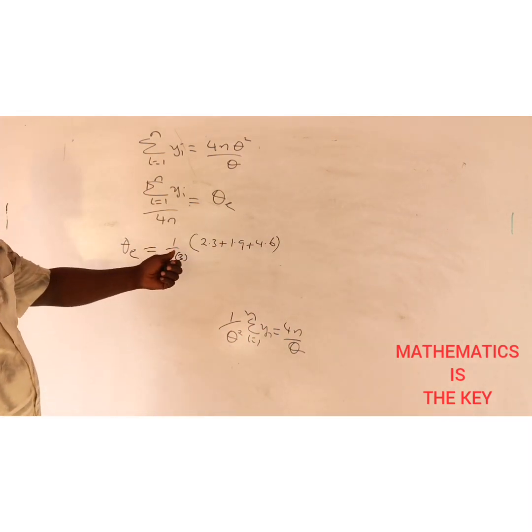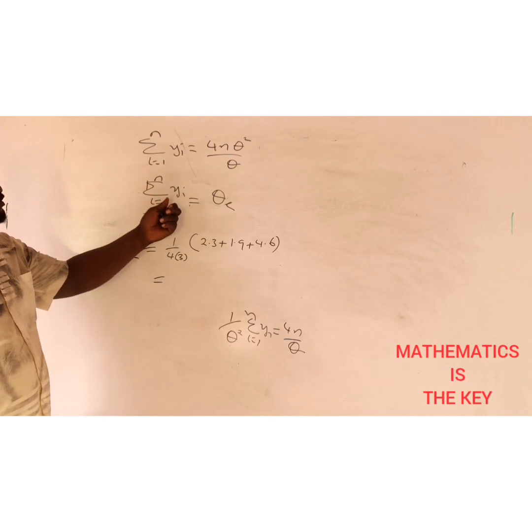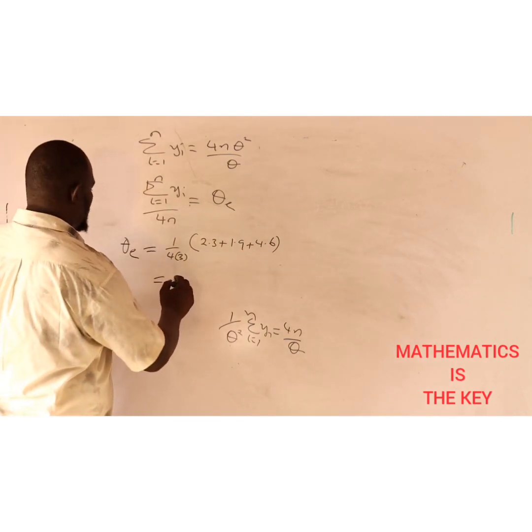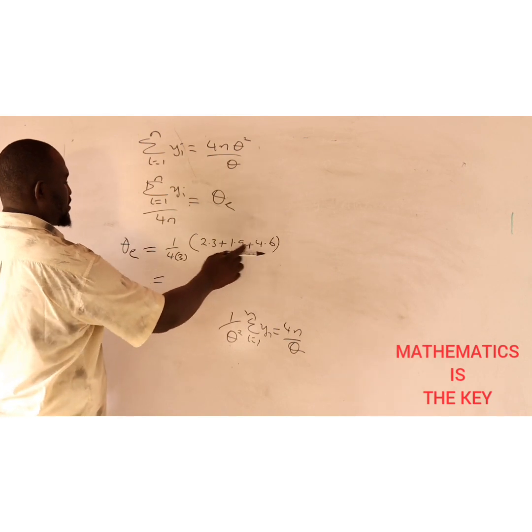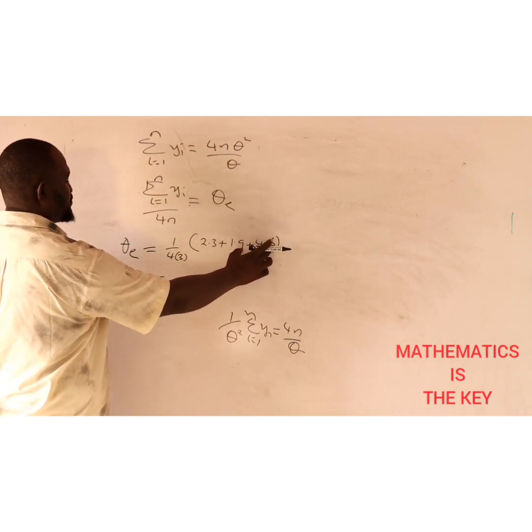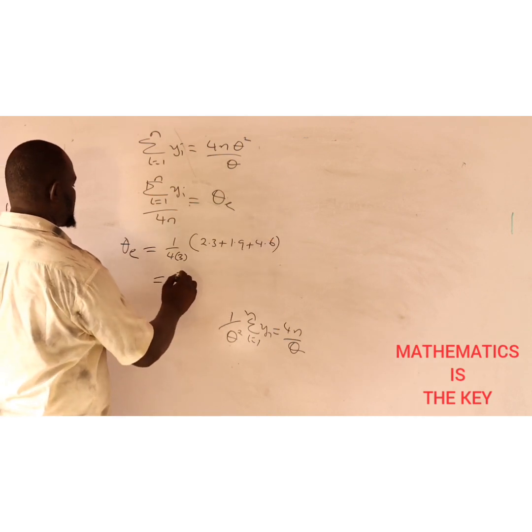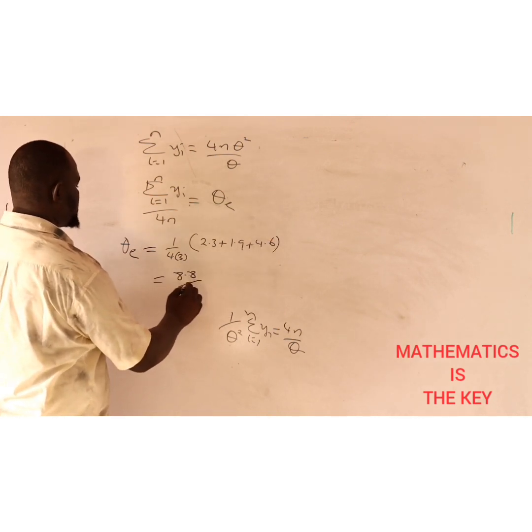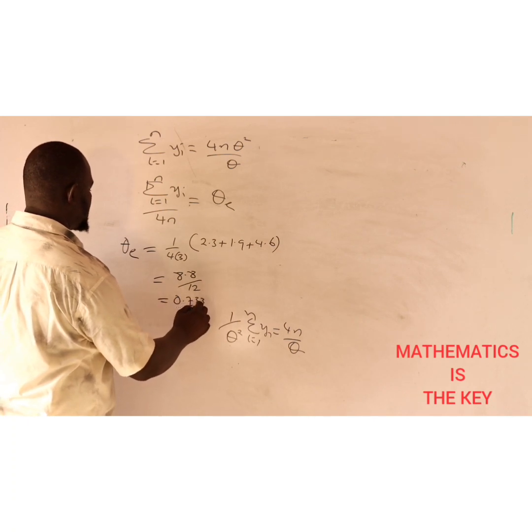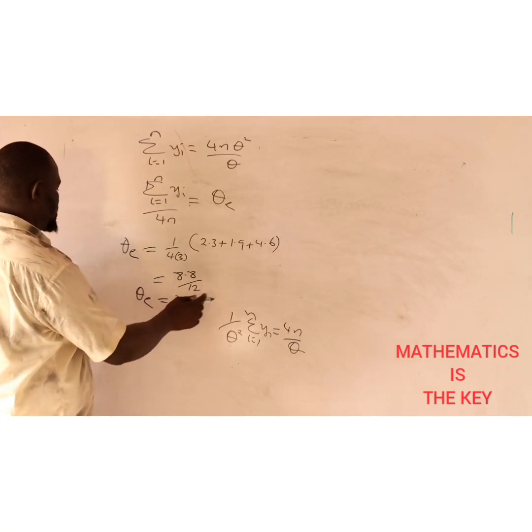So substituting the values given to us, the summation of yi is this and 4n is here. If you add this, it is 2, 3, 7, 8.5, 8.8. So 8.8 over 12, something like 0.733. So this is our theta estimate.